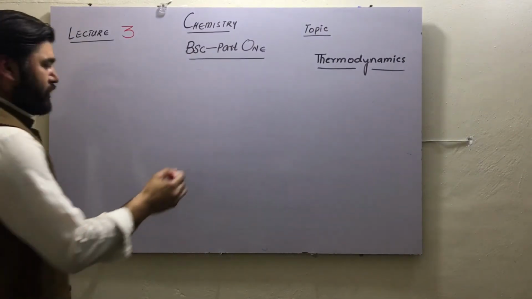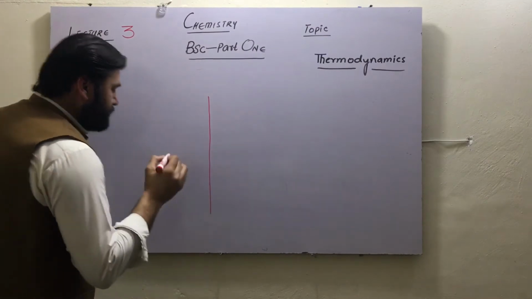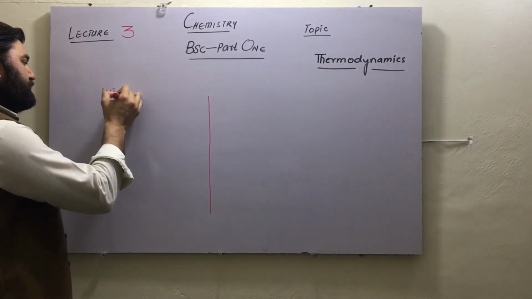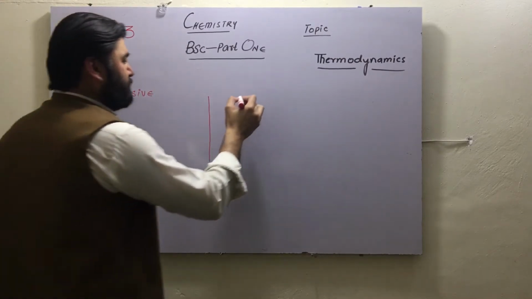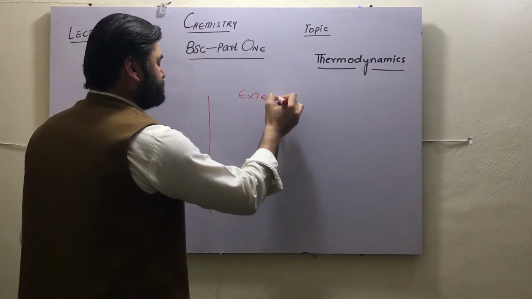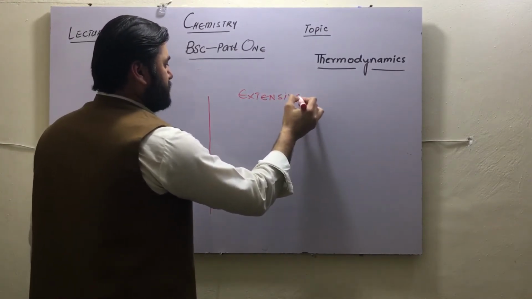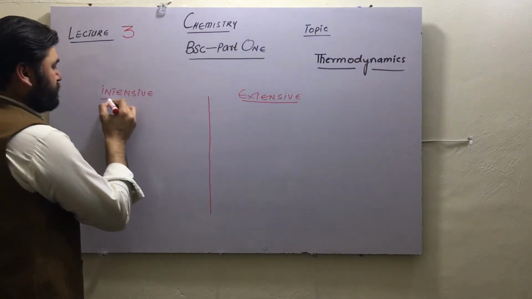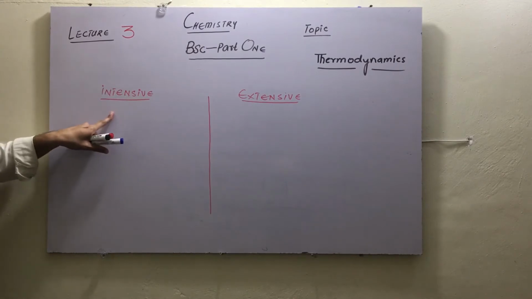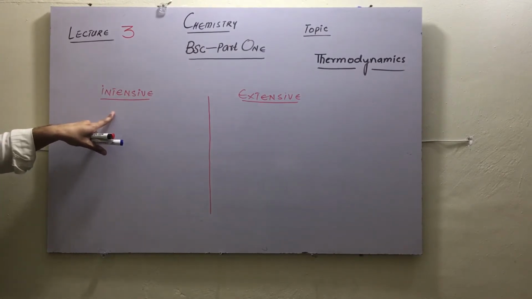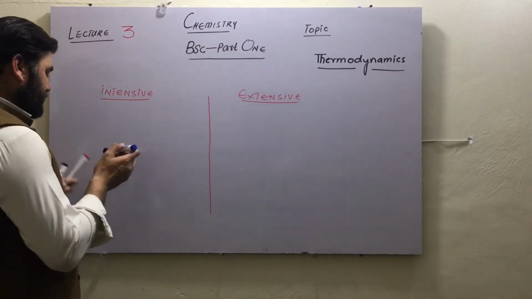We should make a table. Here I will write intensive properties, and here I will write extensive properties. I just drew the table, and we are going to write all the examples of intensive and extensive properties. The very first which we are going to discuss is temperature. The intensive one is temperature.